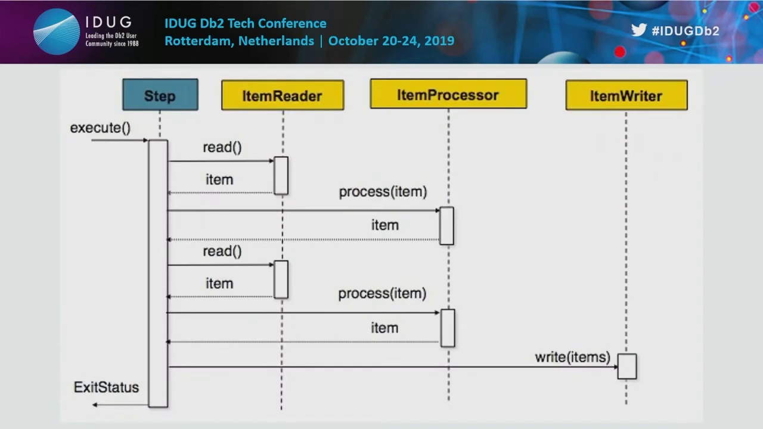And getting back to the architecture, this is kind of how it works through the step. You have a step. Each step has an item reader, item processor, and then an item writer. Notice I have item writer down here. This is set up by the chunk size. So I read the item, process the item, read the next item, process the next item, and then write the items out, and then exit. Fairly simple.